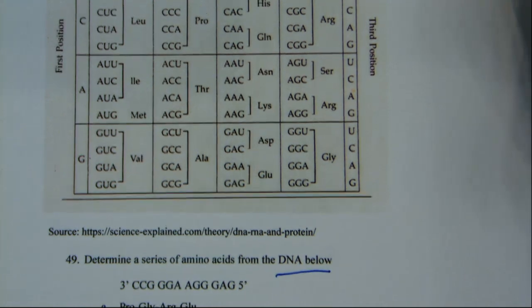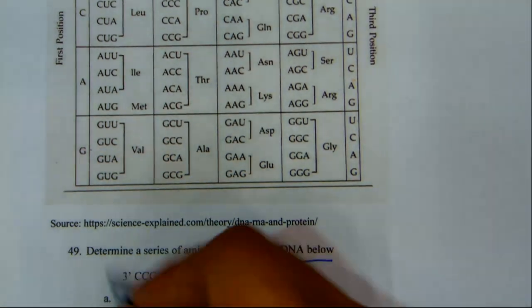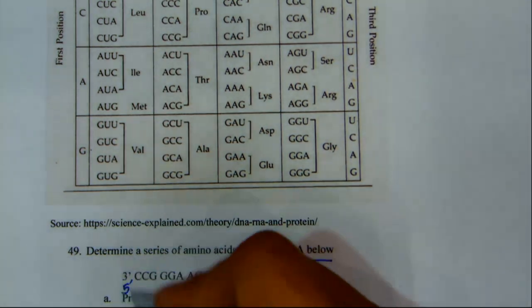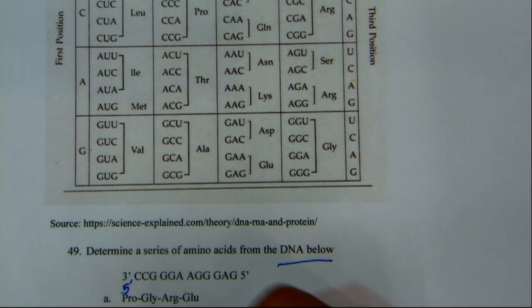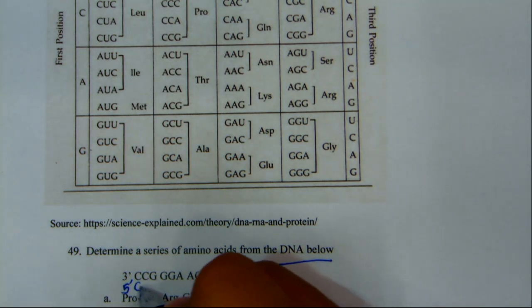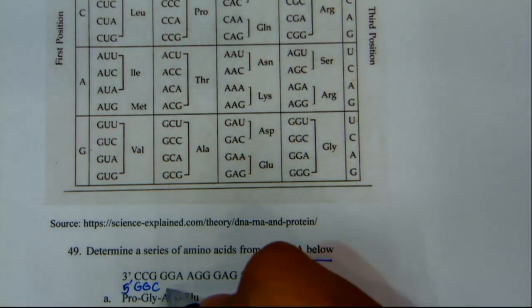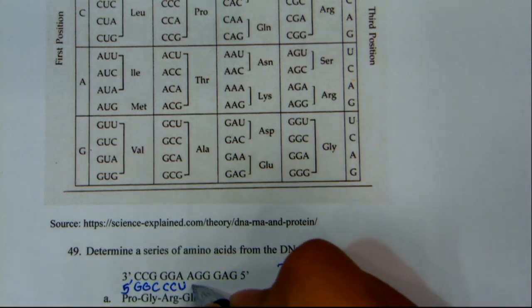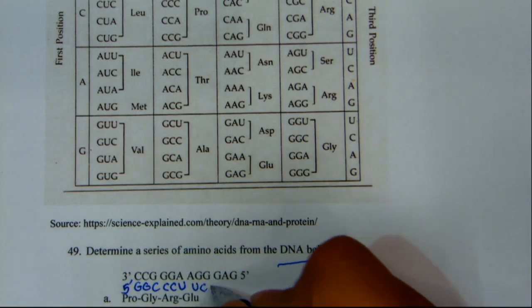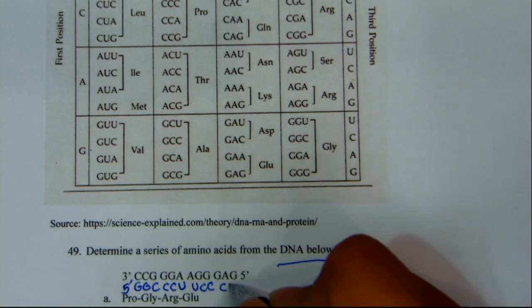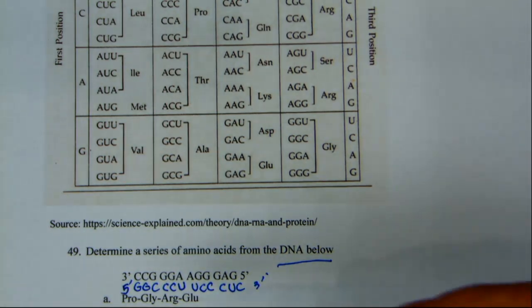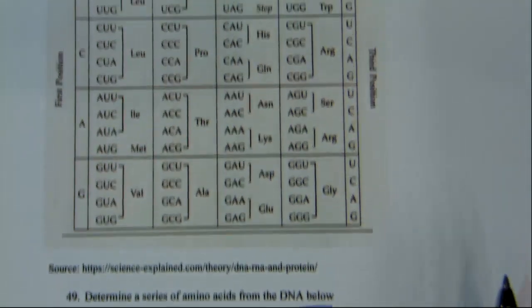Okay, so we look at this. We're going to have the anti-parallel, right? So we're going to have what? CCG. What we're going to get is G, G, C, right? And next is C, C. Is that T or U? U. And we have U, C, C, and C, U, C. After that, we can go and look for each of this in this table.